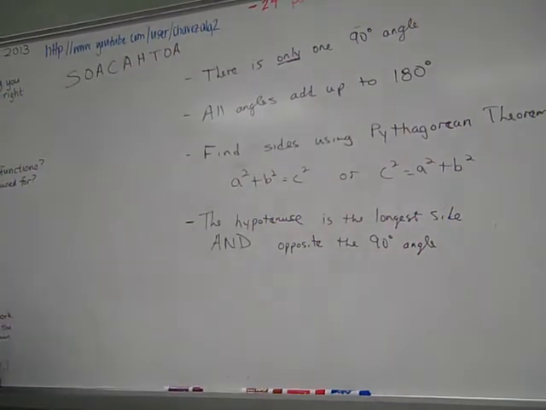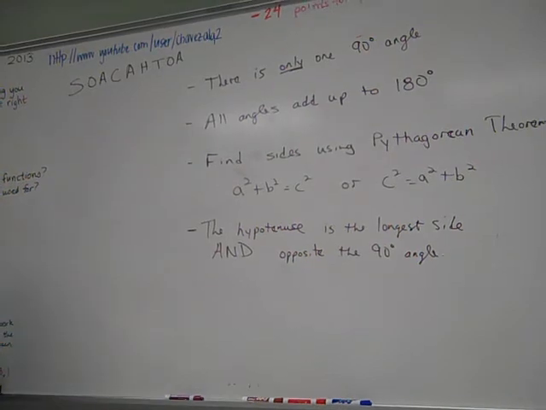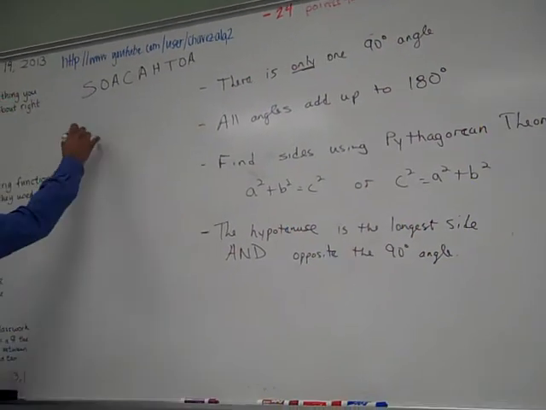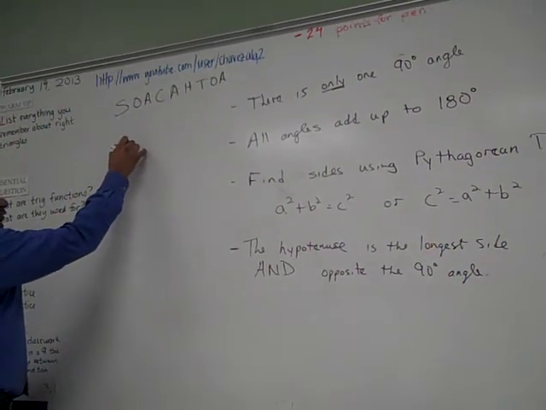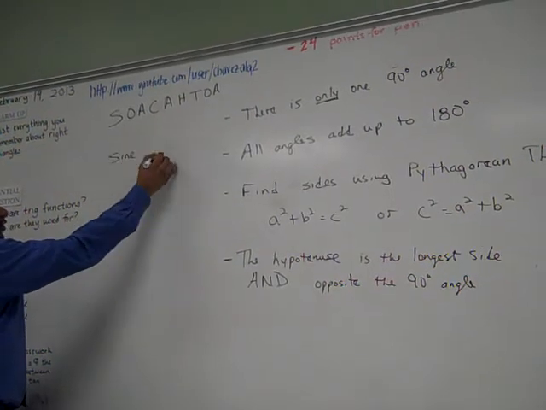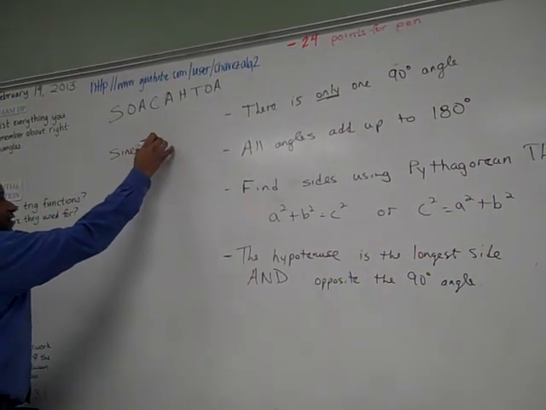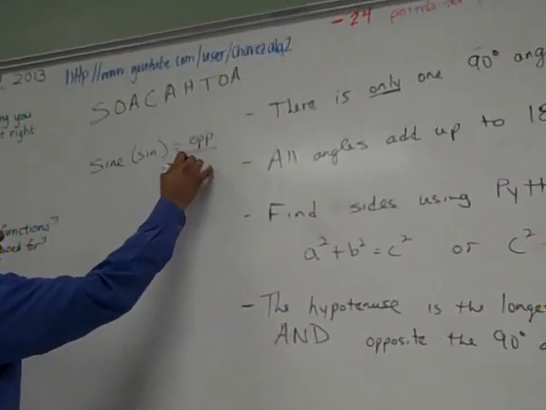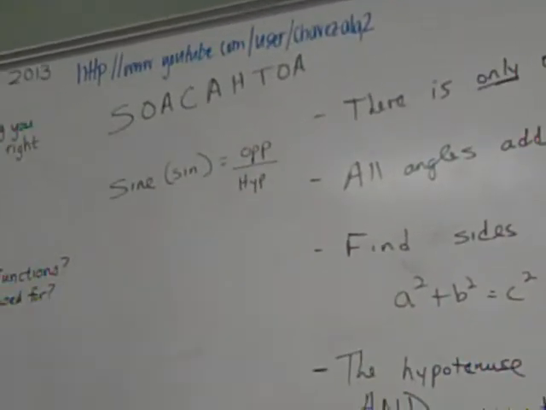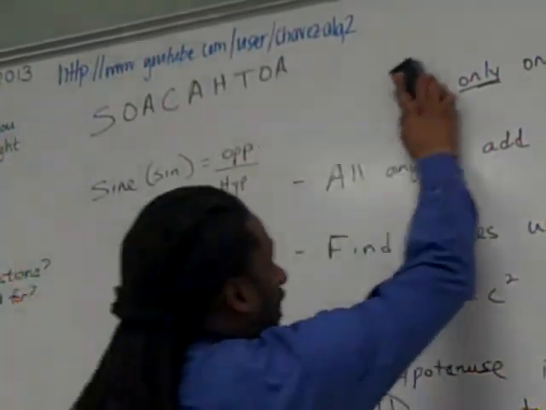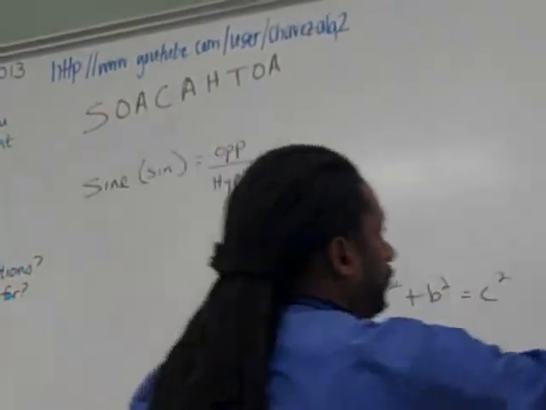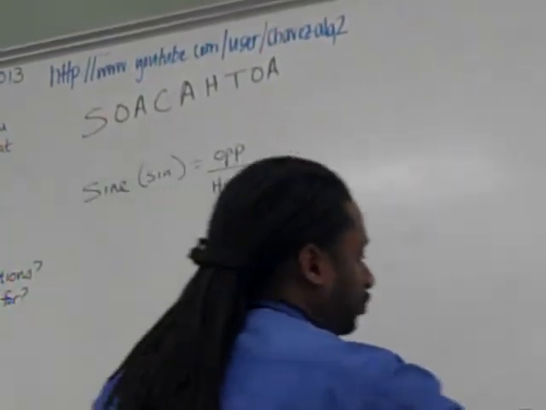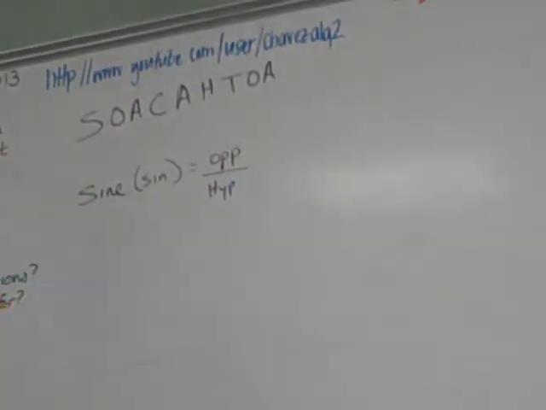SOHCAHTOA. Who remembers this from geometry? SOHCAHTOA. Okay? That was sine, which we just shorten to sin. Sine equals opposite over hypotenuse. Everybody remember that? For those of you that had geometry, this is a review. For those of you that are in geometry now, this is a preview.